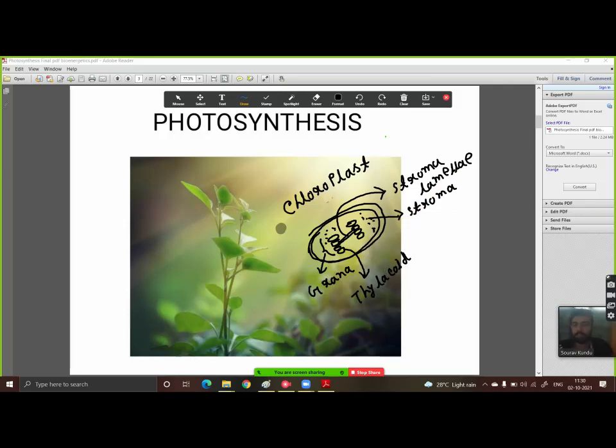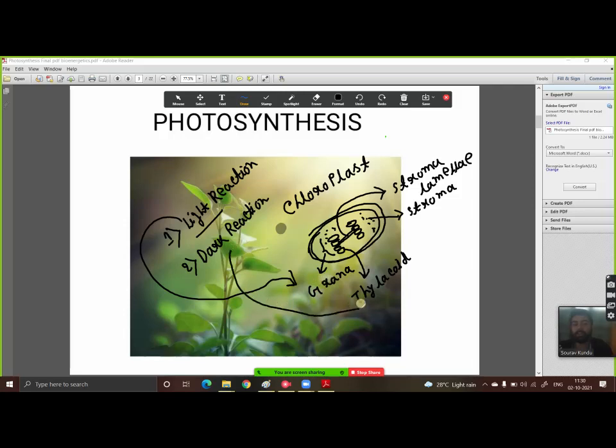Now what is happening over here? In photosynthesis there are two phases. The first phase is known as the light reaction, or the light phase, and the second phase is known as the dark reaction, or the dark phase. The light reaction occurs inside the grana or granal thylakoid, and the dark reaction occurs inside the stroma.